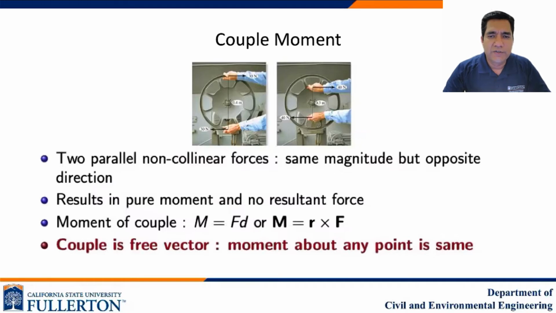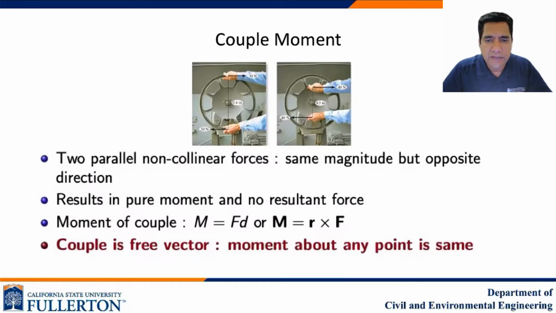They are going to result in a pure moment. There would be no resultant force, because the forces are equal and opposite, they're going to cancel each other. So all you will have is the pure moment in the system. And that pure moment is simply force times the distance between the forces. Remember, the distance here is the distance between the two forces that we have.